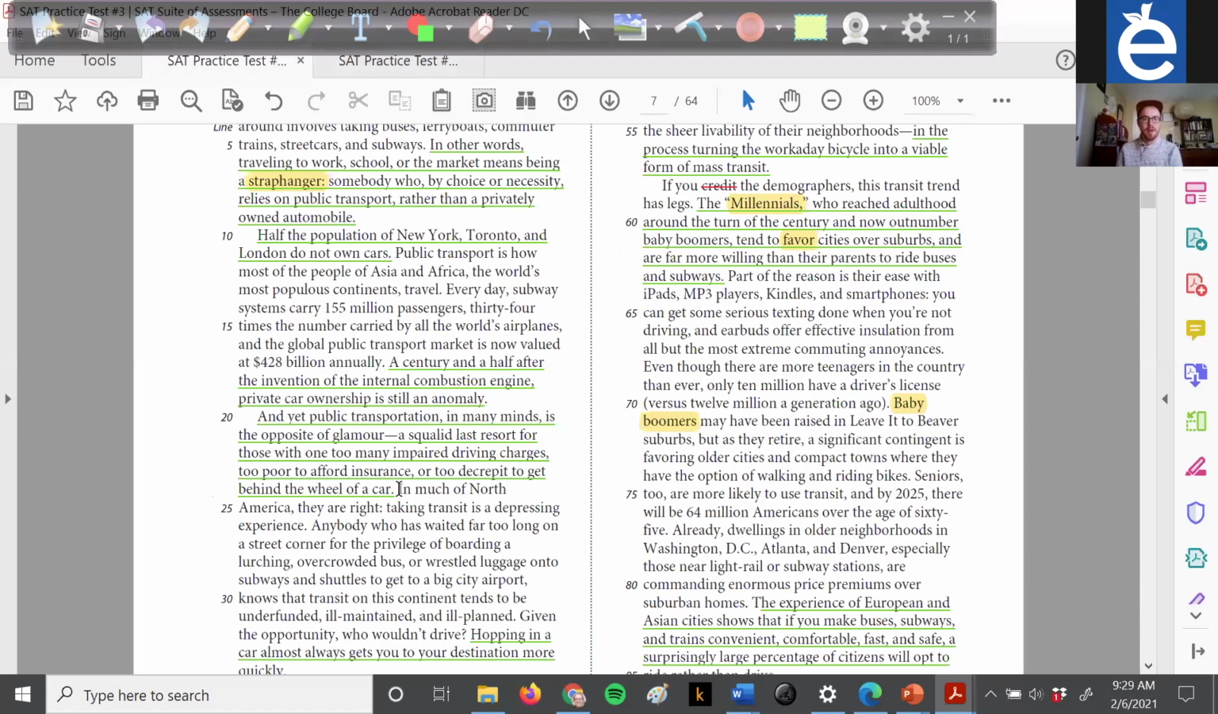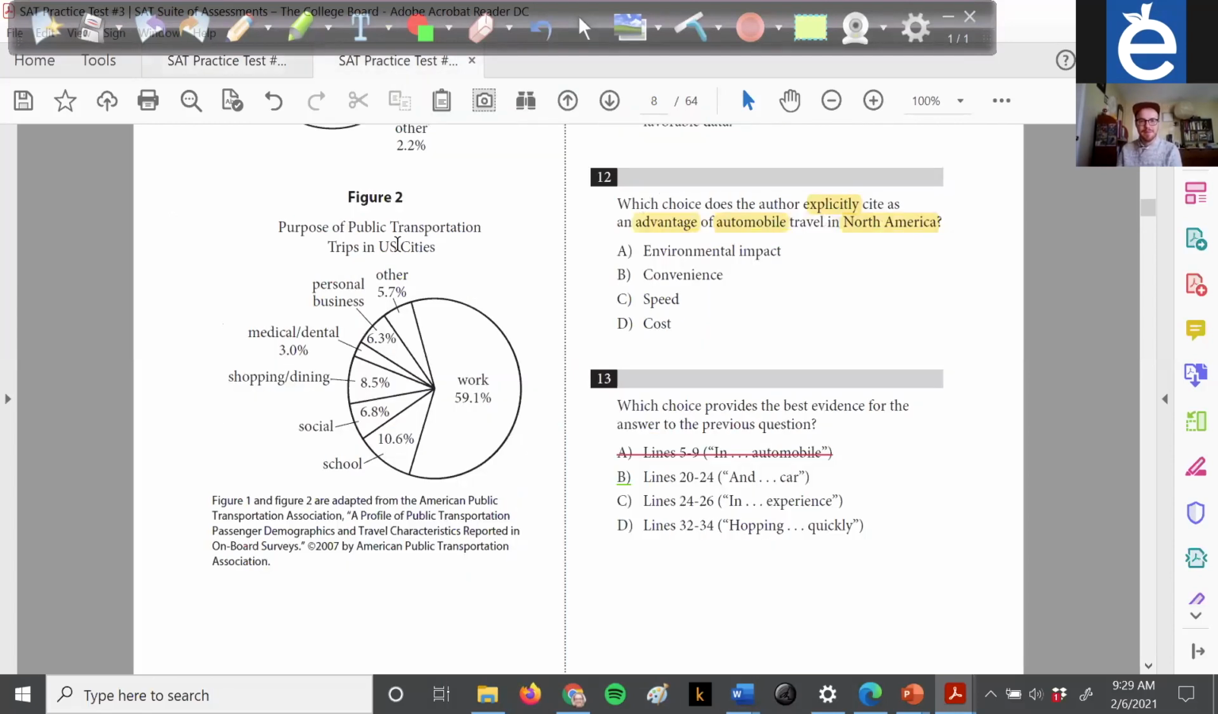In much of North America, they are right. Taking transit is a depressing experience. Well, okay, so it's talking about more of the negatives of public transit. But if we have two options that are doing the same thing, they're kind of going to cancel out. Neither of those is a clear winner.